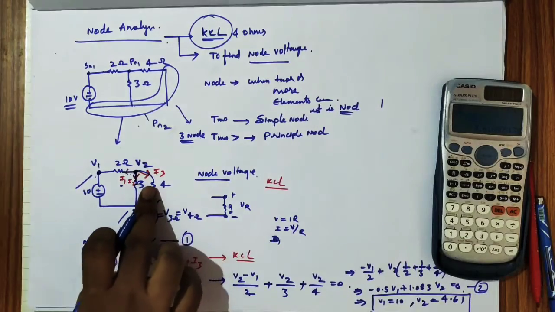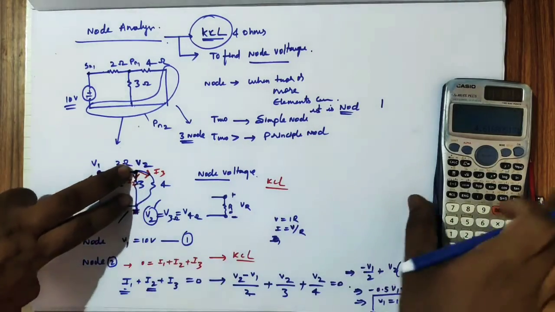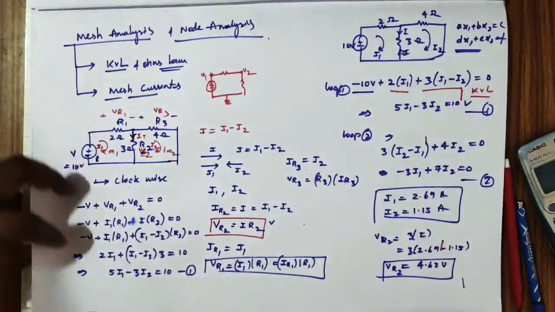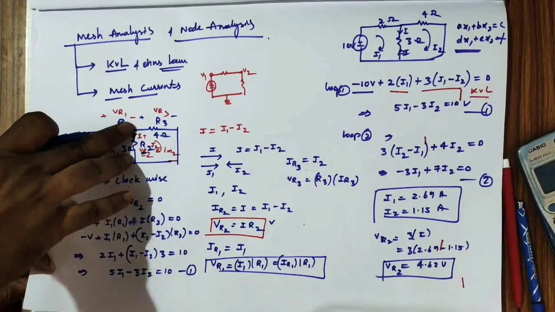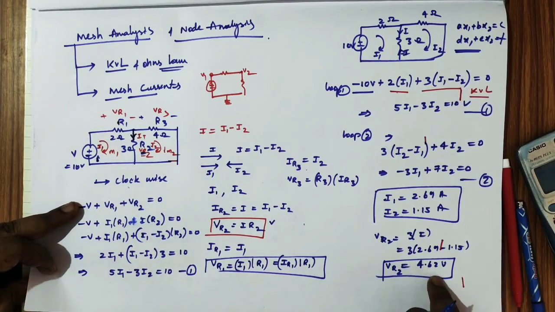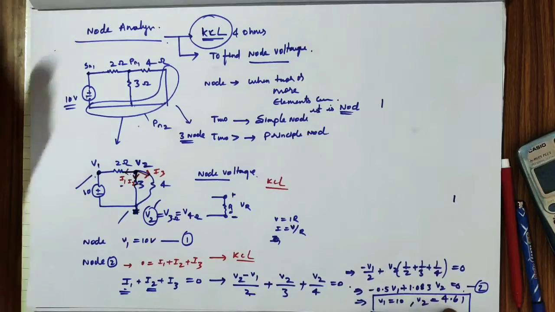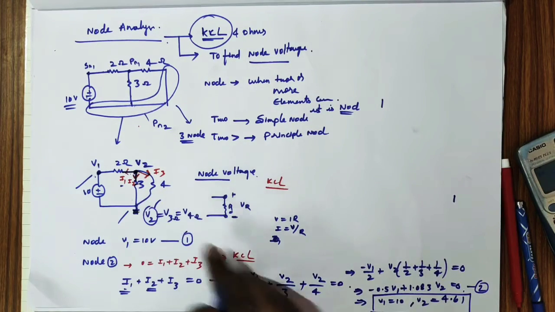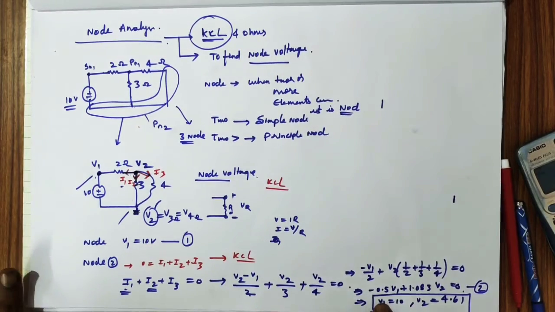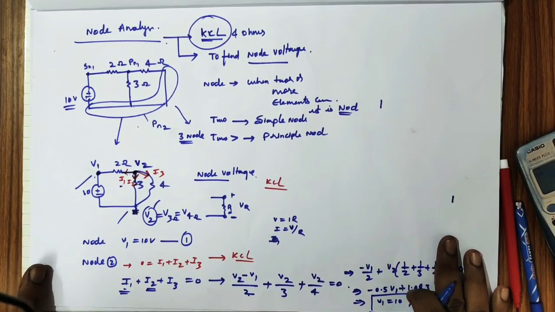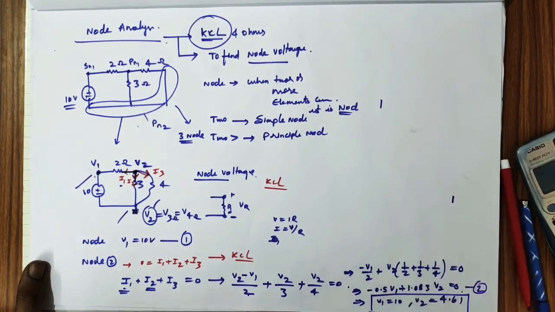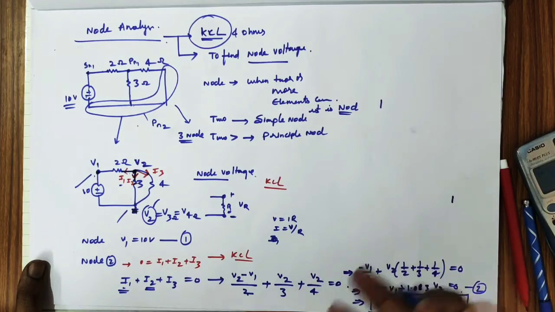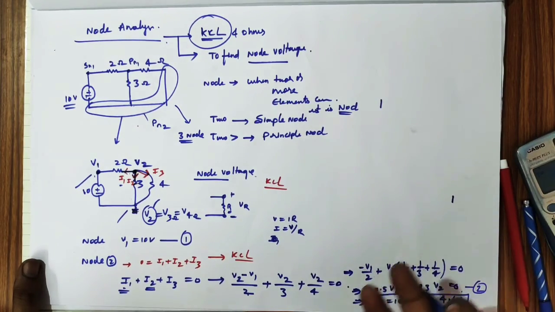What is the V2 value? It is the voltage across 3 ohms. In the earlier mesh analysis, we found the voltage across V2 about 4.62 volts. The same value is obtained by using nodal analysis. So that means for any circuit you can do both nodal analysis and mesh analysis. We only need the response, whatever method we use. If that method simplifies things, we will use that method only.